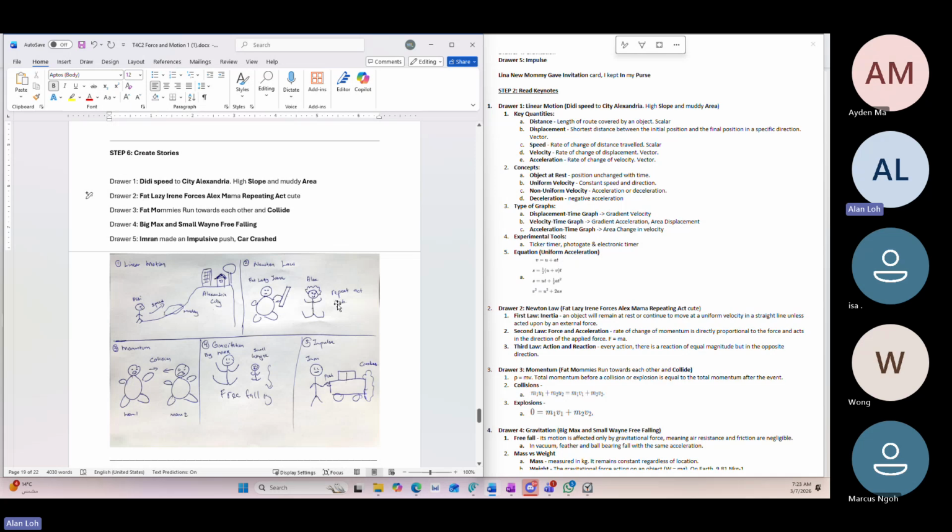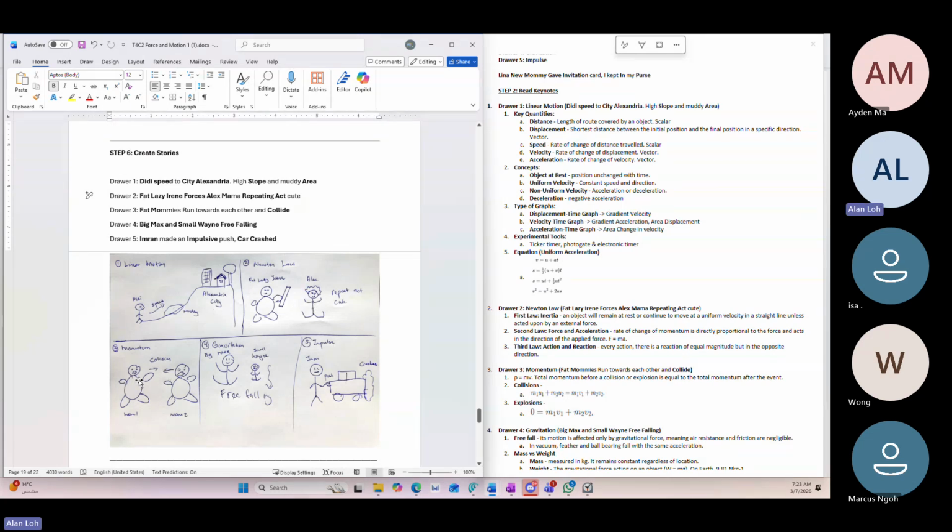Newton's laws. So there are 3 laws: inertia, force and acceleration, because Alex Mummy, and then action and reaction, right? Action and reaction.